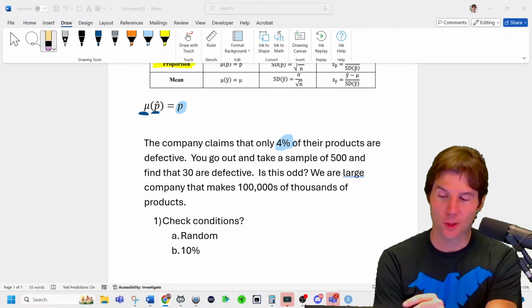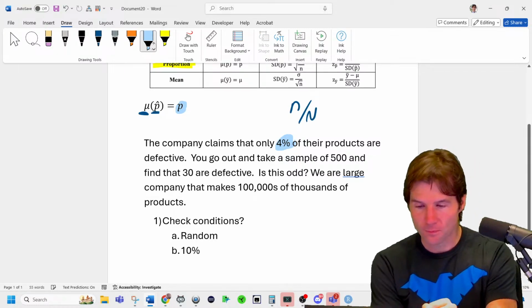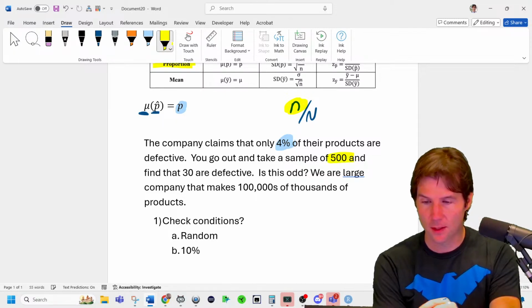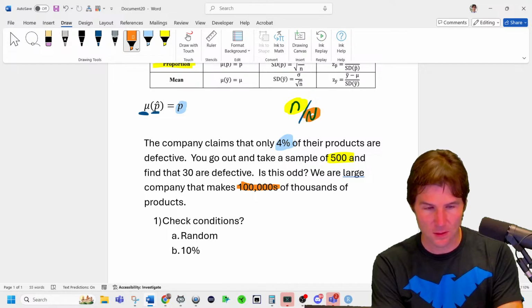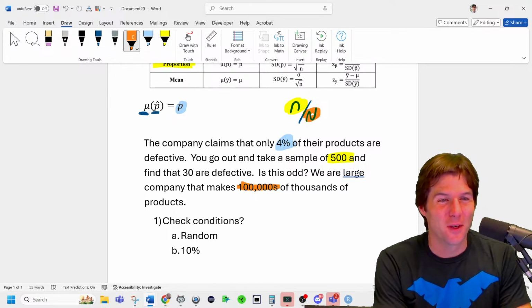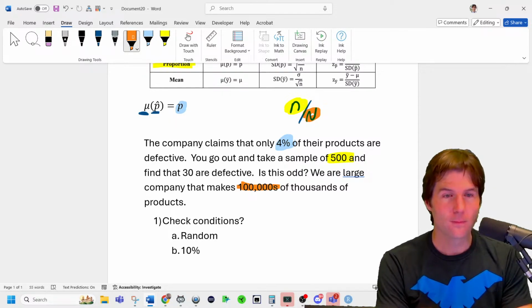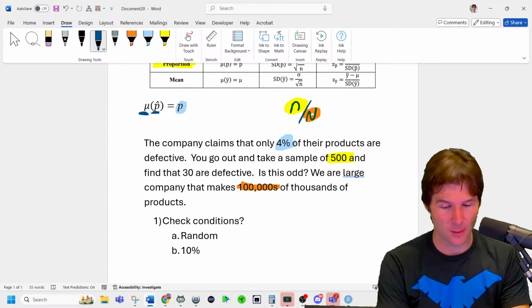You want to see if your sample size n over population size. So you have to know your notation. You have to say the sample of 500 was taken, and we have a population size of hundreds of thousands. Then we'll do the success failure condition. And so we have way less than 10% right here. Way less than 10% has been sampled.